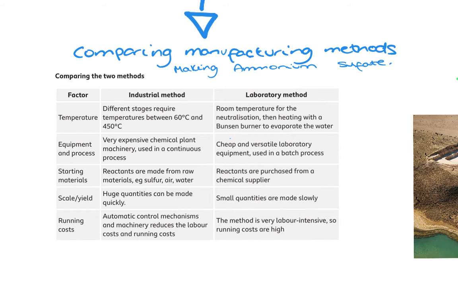The running costs in the industrial method, whilst there will be very expensive startup costs, the long-term running costs are lower because all of the automatic mechanisms and machinery reduces labour costs. And labour costs refer to how much you have to pay somebody to do these things. So you're not having a person doing each of these steps. You might have a person overseeing a very large-scale manufacture rather than having many people doing individual steps. However, if you were going to make ammonium sulfate or other fertilizers in the laboratory method, it's a very labor intensive method because you have no automation. There is no automatic routine set up using machinery. So your running costs would be very, very high.